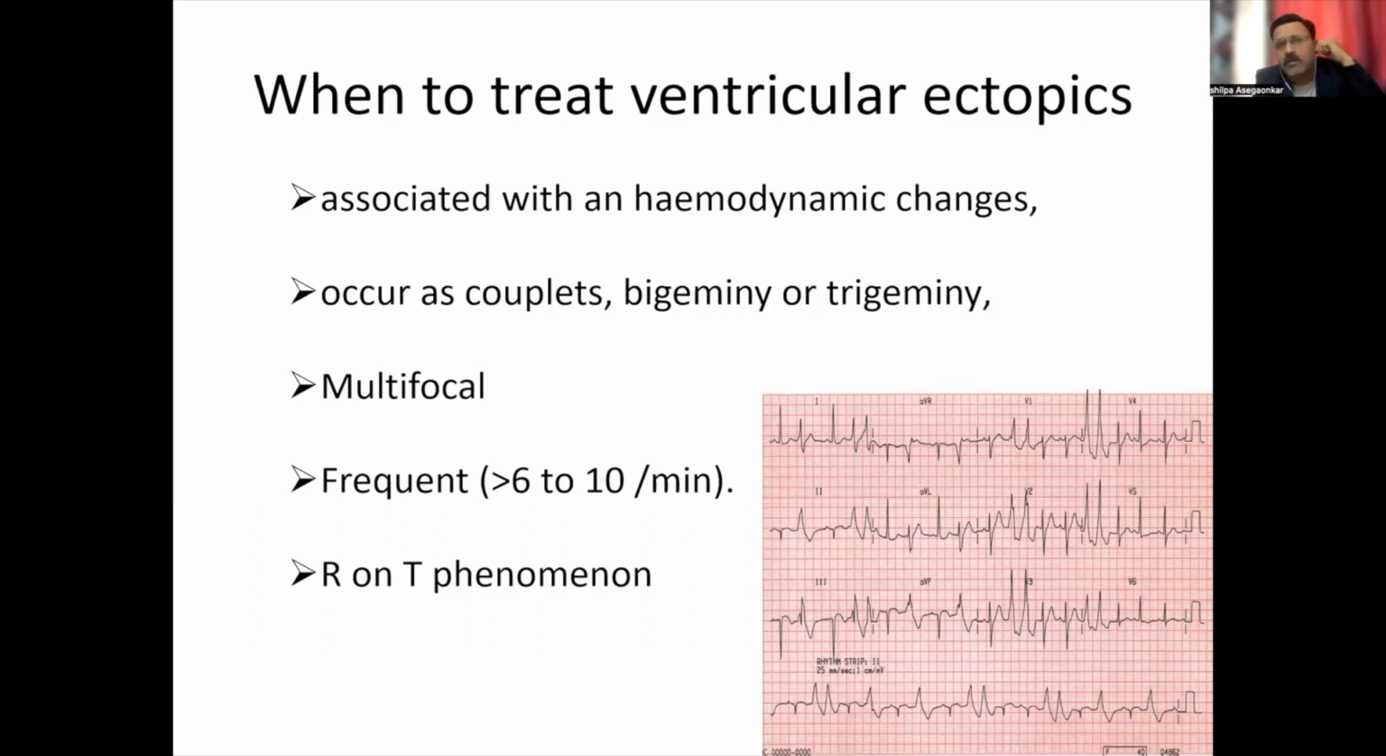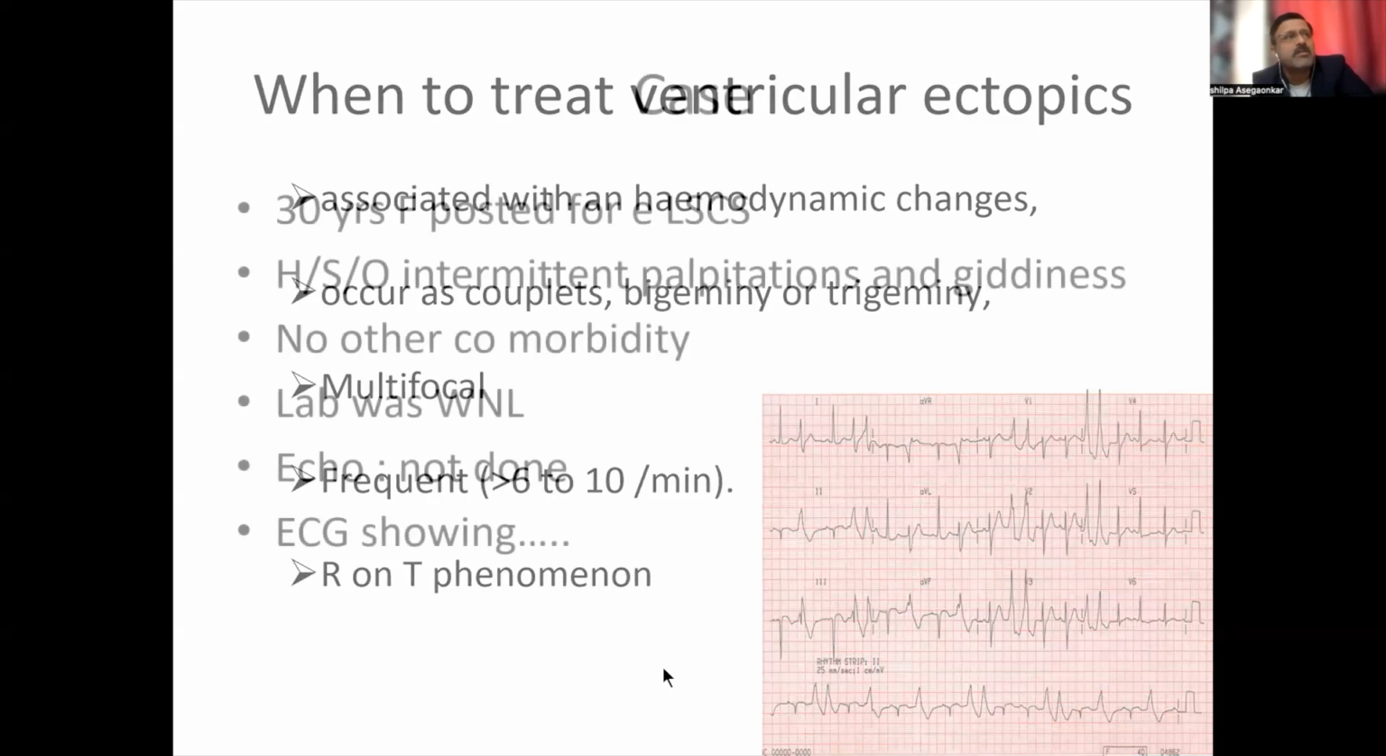What do we mean by R on T phenomenon? R is the depolarization, while T is the repolarization. During the subsequent repolarization, if suddenly a depolarization occurs, it can elicit a ventricular tachycardia. And if this is happening on an ECG, you must treat it immediately.